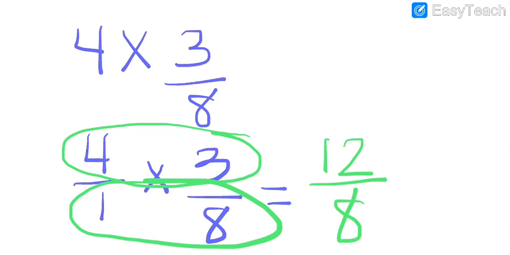8. Awesome. So remember, we call this an improper fraction because the number in the top, the numerator, is bigger than the number in the bottom, the denominator. So our fraction is equal to 12/8. All right, excellent. Now, in slide 2, we're going to take that improper fraction and we're going to convert it back into a mixed number.